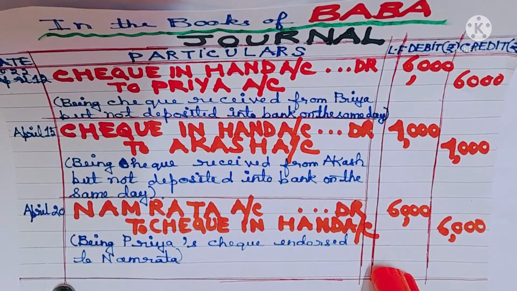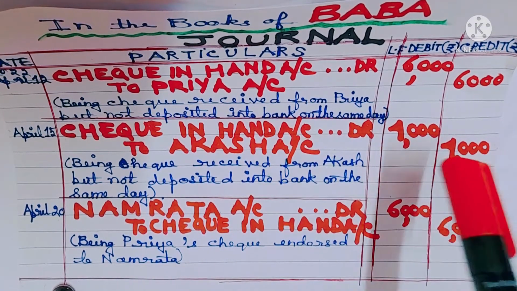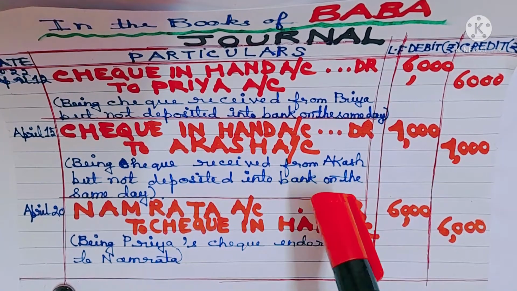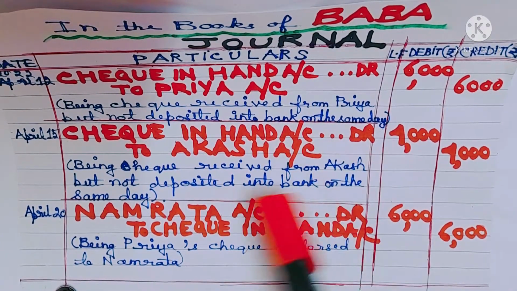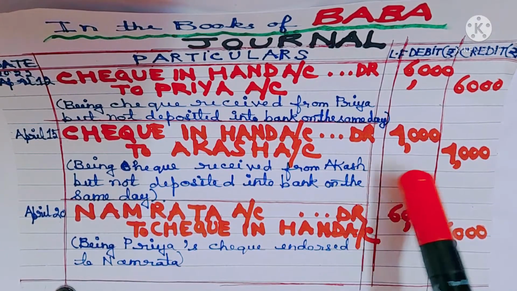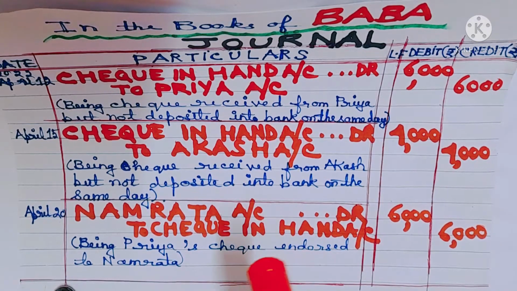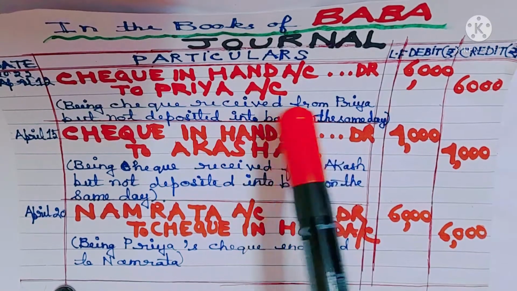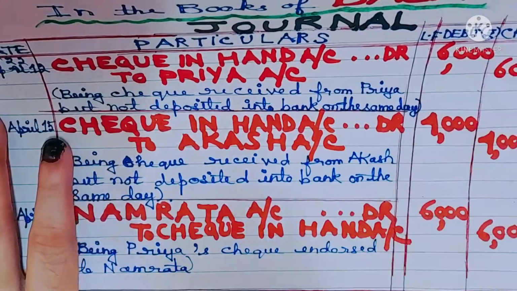Just to make you understand, I have shown you how to record in the journal the transaction which will not appear in the cash book. You don't have to prepare this journal in the exam, but just to make you understand, I thought of showing you, because the transactions which we cannot record in a double column cash book are recorded in the books of journal. Okay, let's see the next transaction.